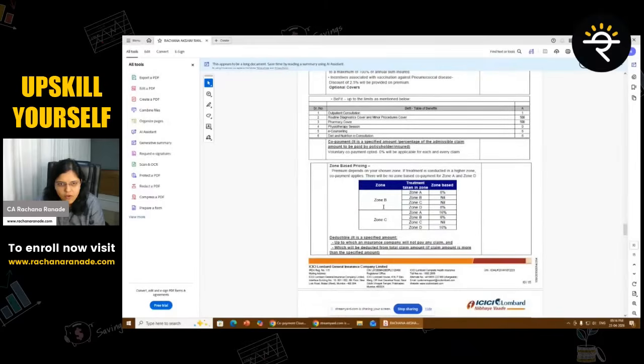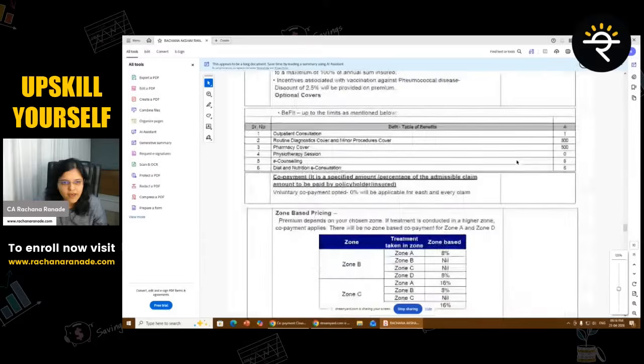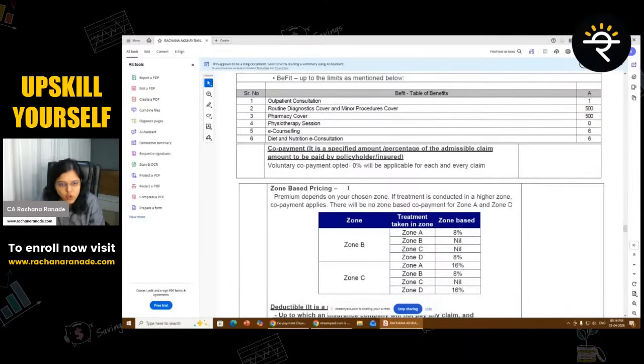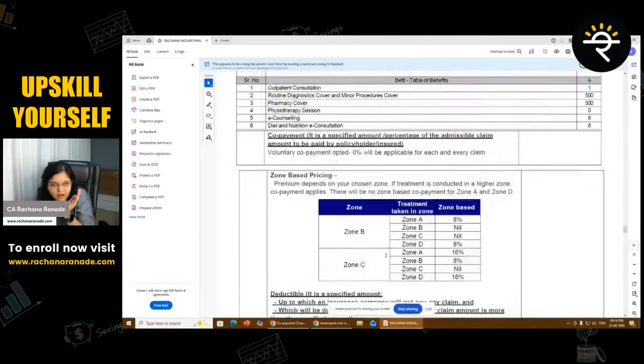Fair enough. All right. Here you go. So I can very clearly see this, which says that co-payment is a specified amount or percentage of the admissible claim amount to be paid by the policyholder or insured. Voluntary co-payment opted is 0%, and will be applicable for each and every claim. Zone based pricing. Now it has mentioned zone B. Achha, you belong to zone B. Premium depends on your chosen zone. If treatment is conducted in a higher zone, copayment applies. Exactly. There will be no zone based copayment clause for zone A and zone D.